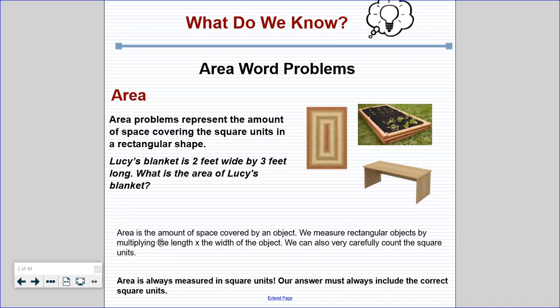So area is the amount of space covered by an object. We measure rectangular objects by multiplying the length times the width of the object. Now, if you happen to have a picture that has the square units drawn on it, so you can actually see the squares, you could carefully count the square units. We will be doing some problems like that.